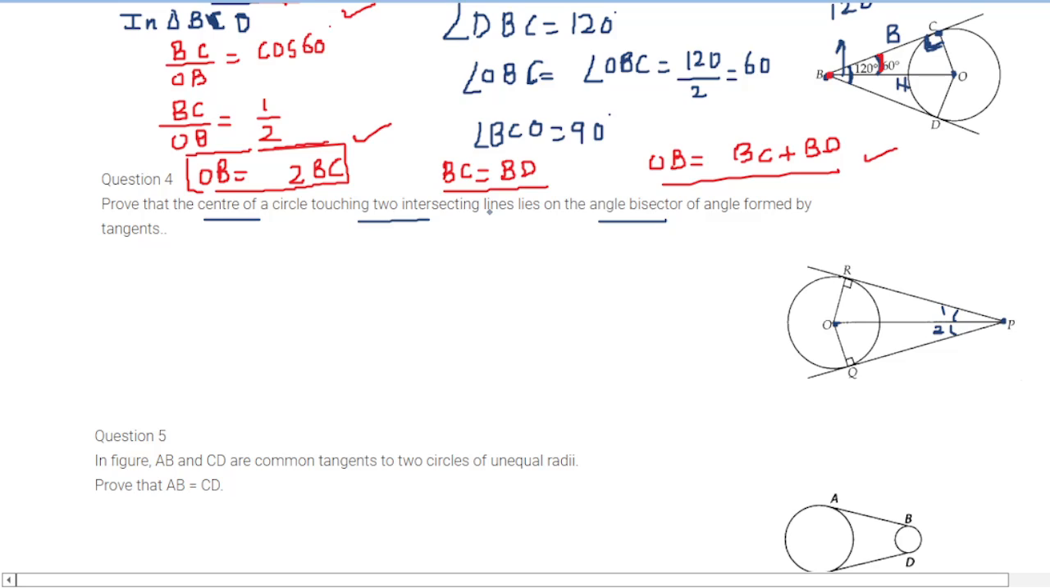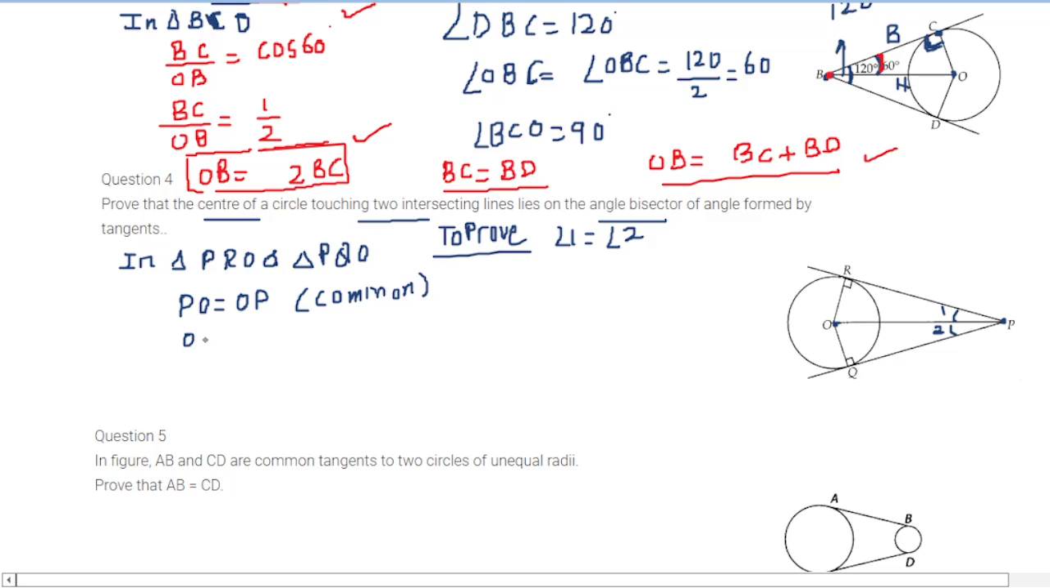We have to prove angle 1 is equal to angle 2, right? Now if we see in triangle PRO and triangle PQO, PO is equal to PO. These are common sides in both the triangles. OR is equal to OQ. They both are radii of the same circle.